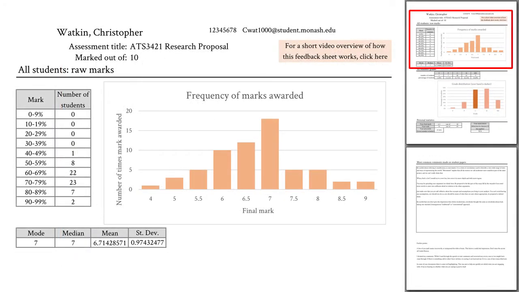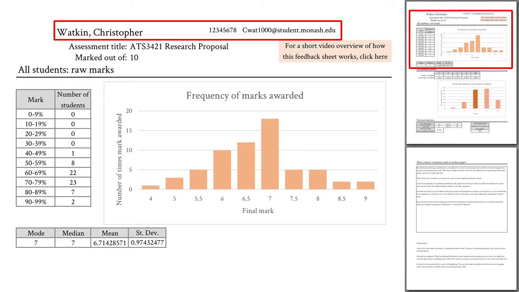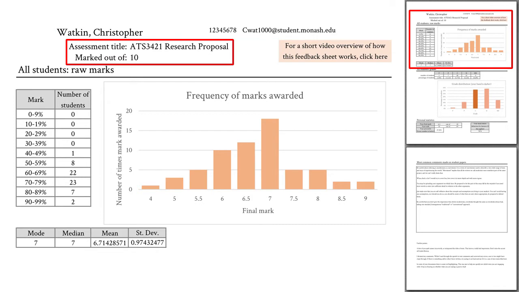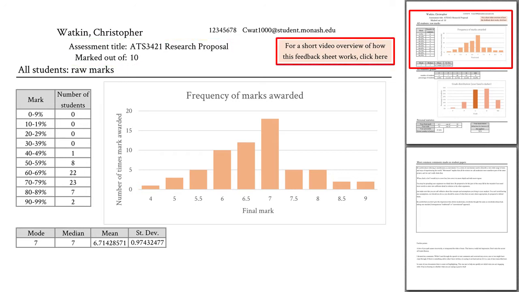On the right hand side of the screen here you can see the whole two-page document with a red square around the part that we're looking at the moment, and then on the left hand three quarters of the slide you can see a magnified version of that bit. At the top you can see your name, your student number and your email. There's the title of the assessment, and the number that it's marked out of as well, so you know what the top mark is. There's a little box on the right where you can watch this video, so you've obviously found that already, which is great.